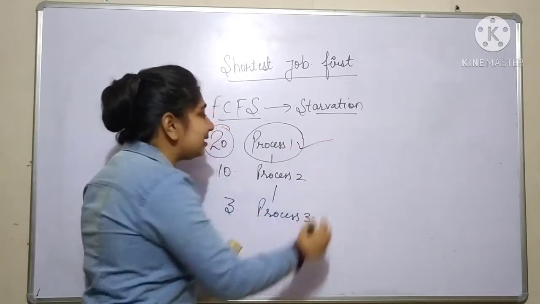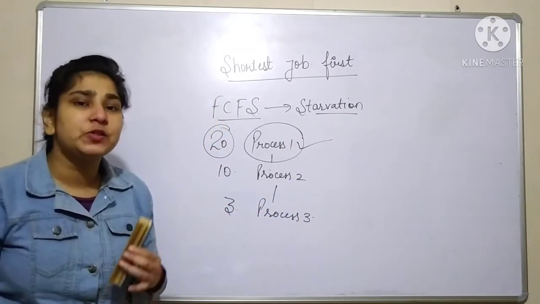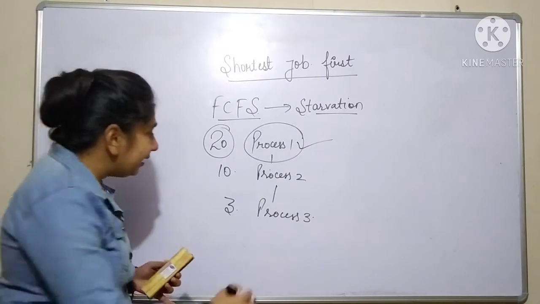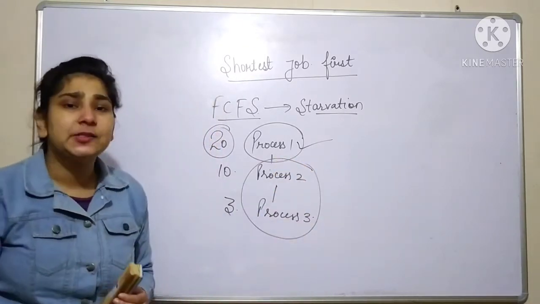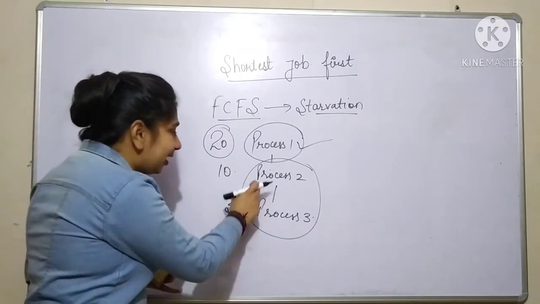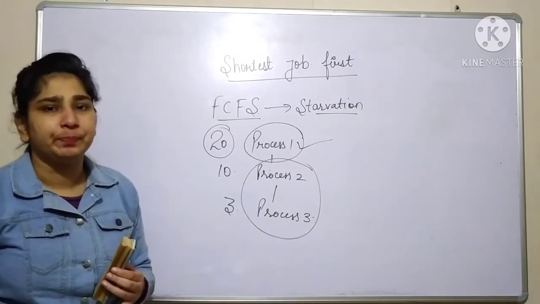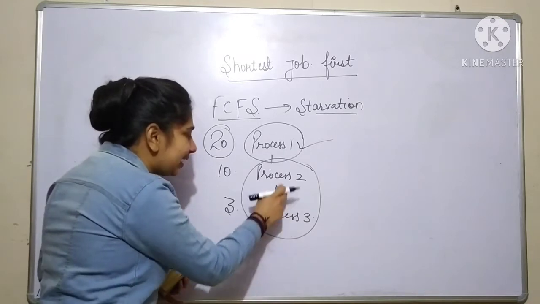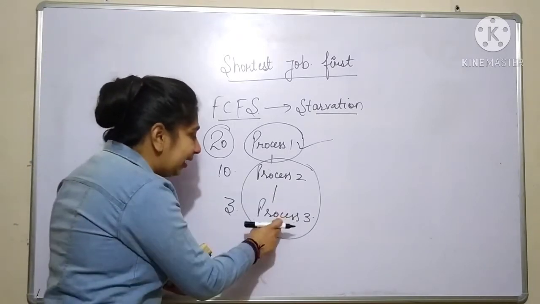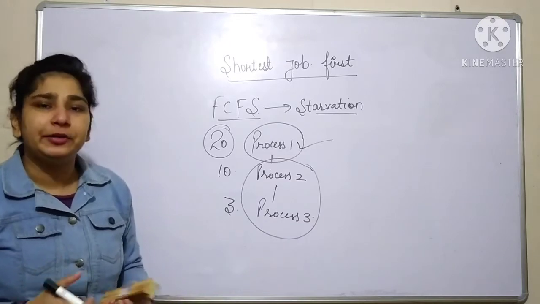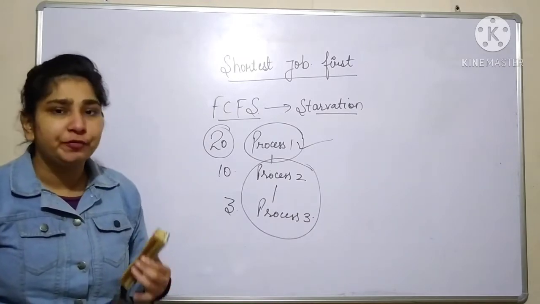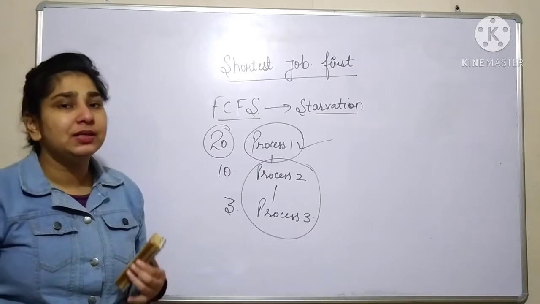So if this process is very big, its burst time and CPU time are very large, then the other 2 processes have to wait for a long period of time. The response time of these 2 processes is going to be very large. They will get a response at a much later point of time, after waiting a long time for the first response from the CPU.